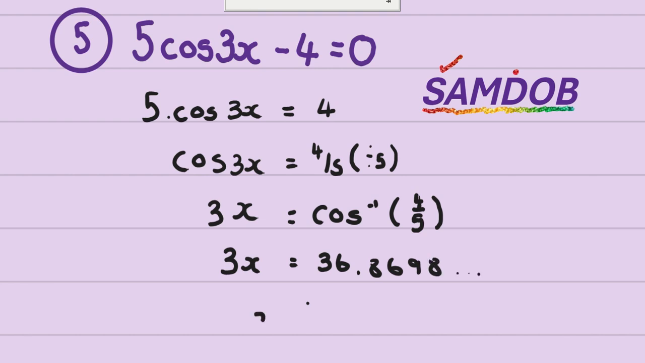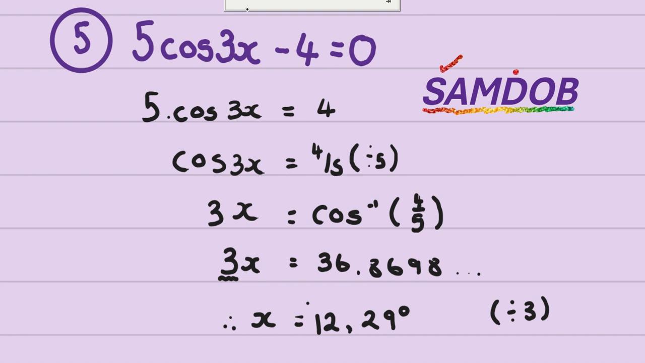And so now to get x, I want you to not clear your calculator. Keep that answer on your calculator and then just divide it by 3. In order for us to get rid of this 3, we need to divide both sides by 3. So I'm taking my answer from my calculator, I'm saying divide by 3, and I'm getting an answer of 12.29 degrees. This is an angle, so you must not forget the degrees.